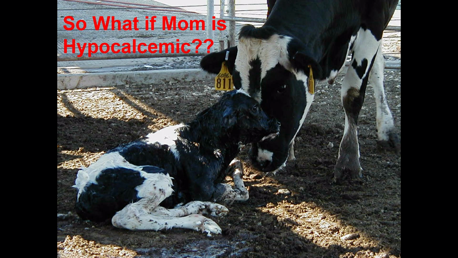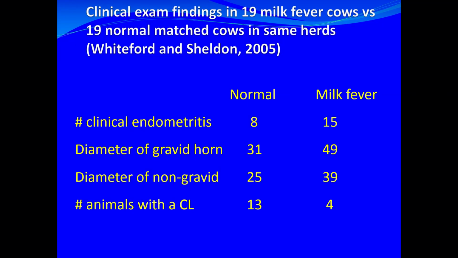So what if mom is hypocalcemic? What else does it mean for this animal? This is a study that came out of Ireland some years ago where they looked at the effect of milk fever, so this is not subclinical now, it's true milk fever, on reproductive status of the animals. What they noticed was that the animals who had gone through their parturition without milk fever, only 8 cases of endometritis out of 19 cows were observed. When you looked at the milk fever cows, 15 of the 19 developed endometritis.